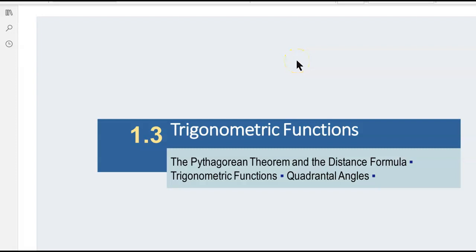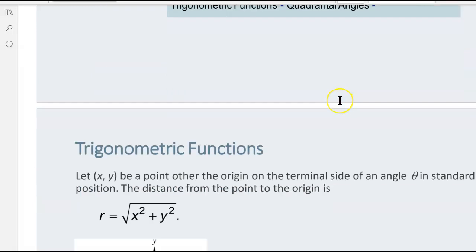This video is covering section 1.3 in our trigonometry book. We will be looking at the Pythagorean theorem and using it to calculate distance, which will help us start to understand trigonometric functions.